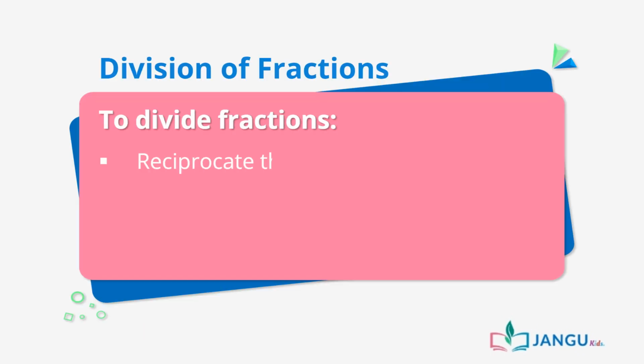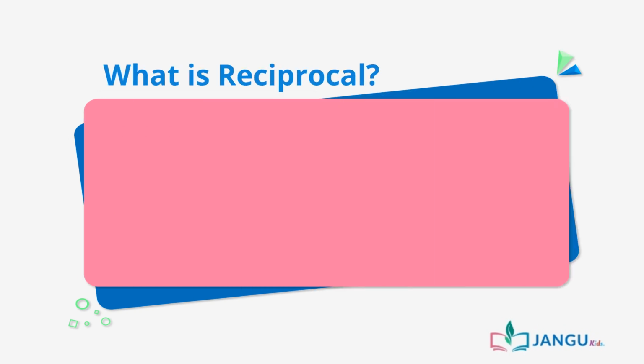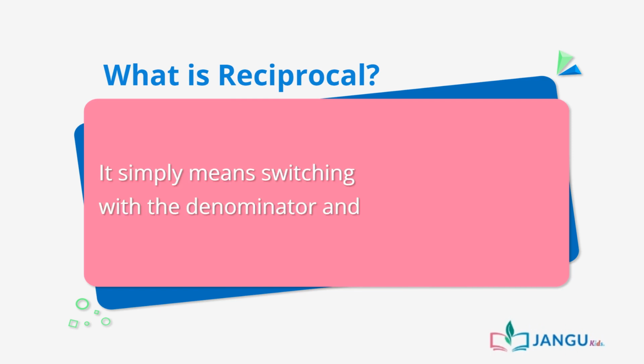Moving on, let's learn how to divide fractions then. To divide fractions, reciprocate the dividing fraction, change the division sign to multiplication, and multiply normally as you would with improper fractions. You might be wondering what reciprocal means, right? Well, it's easy. It simply means switching the numerator with the denominator, and vice versa.